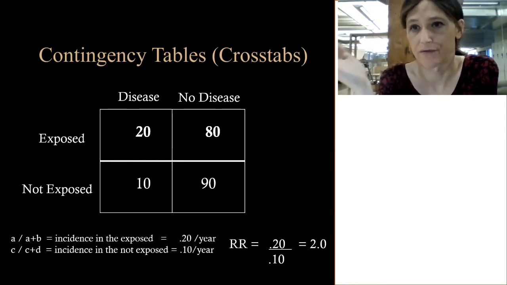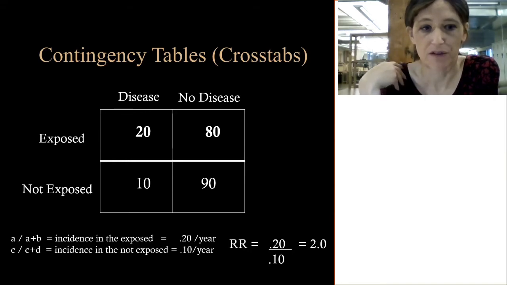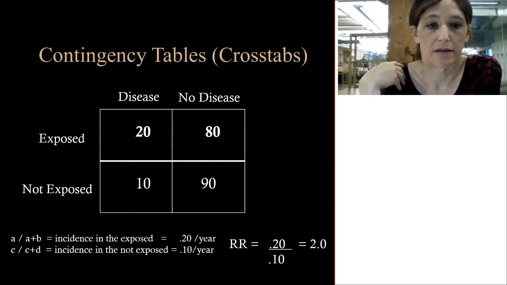And let's say we followed them for a year. So this is an incidence over a year. We would say the incidence in the exposed was 0.20 per year, or 20% per year, and the incidence in the non-exposed was 0.10 per year. That's just 10 divided by 100 for the non-exposed and 20 divided by 100 for the exposed group.